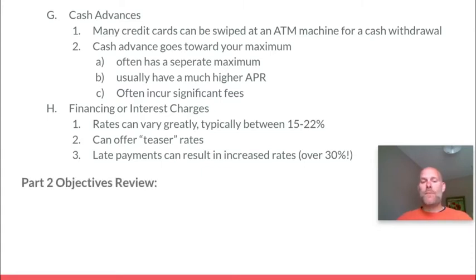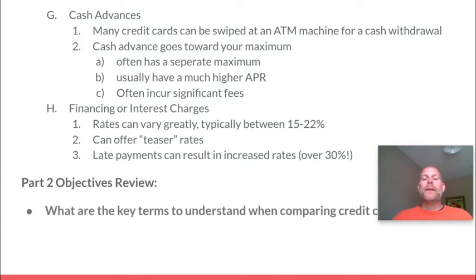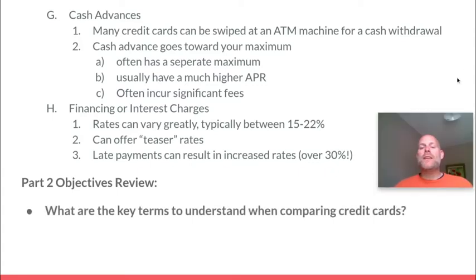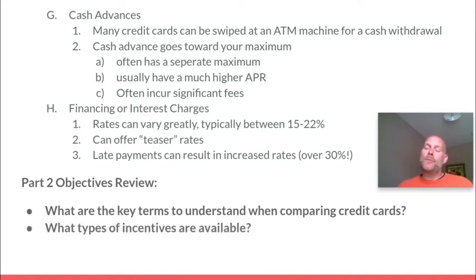Okay, so let's talk about what we just talked about. So, part 2 objectives. First one, what are the key terms to understand when comparing credit cards? What are all these things, A through H, that we've talked about that you need to understand when comparing credit cards? And second, what type of incentives are available? What are the good things that credit cards could offer you?